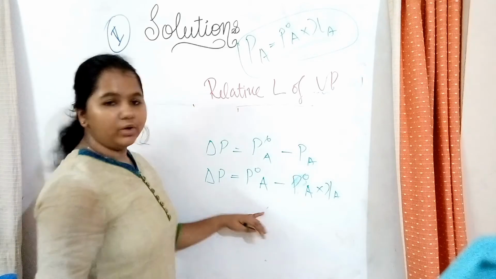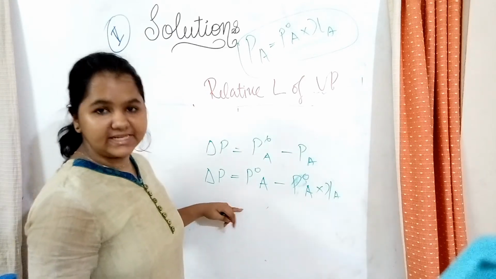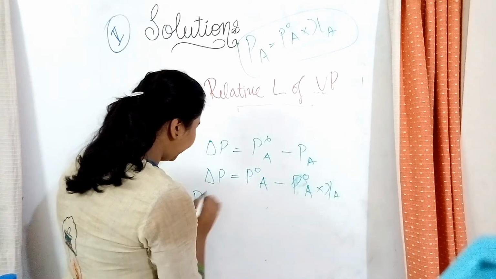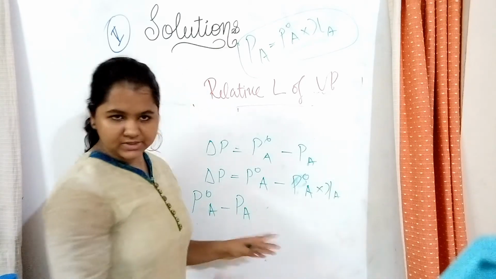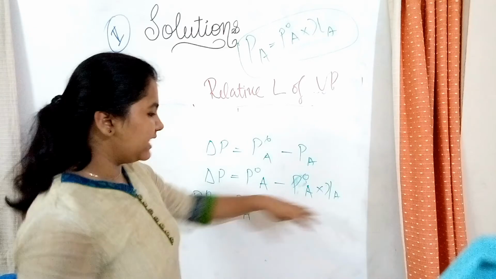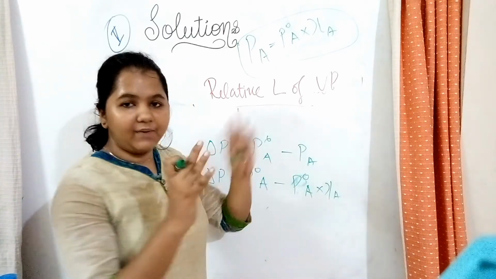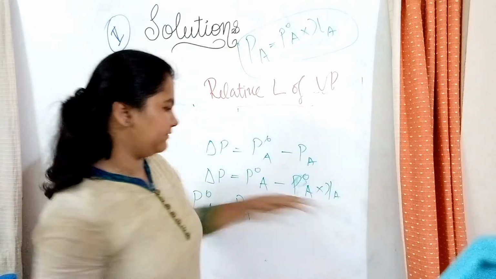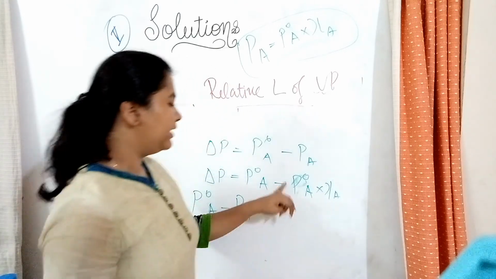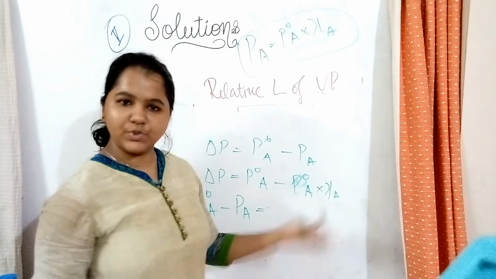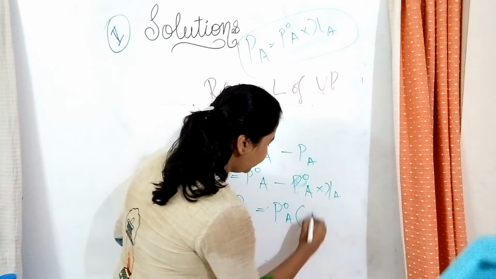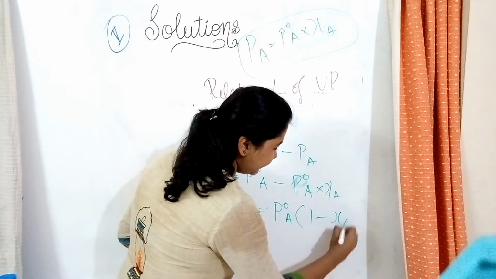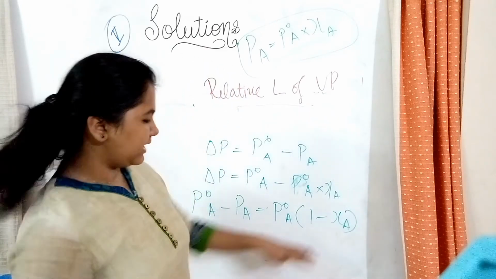Yeah. So delta P, what did we write for delta P? Delta P is equal to P0A minus PA. Wasn't that? Let's make it like that, and this side we'll write it like this. We'll simplify this side of the equation. That is equal to, can you see P0A is common? So we'll take P0A outside: P0A into 1 minus chi A. Okay, that is what we get.